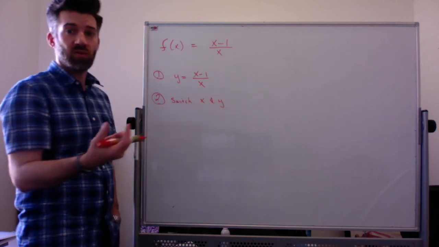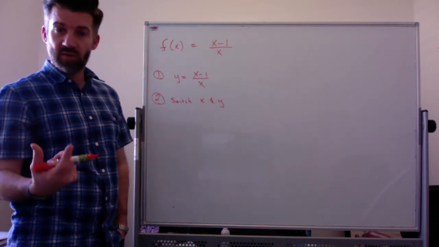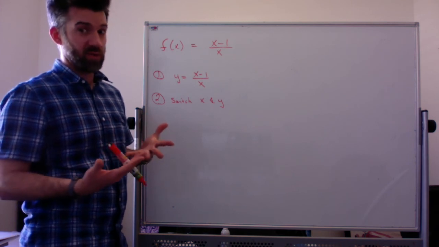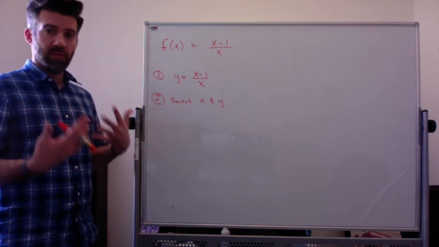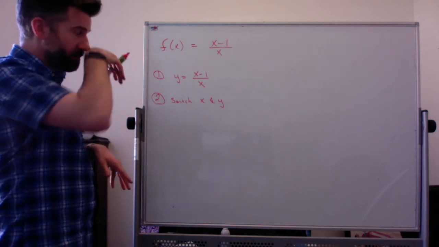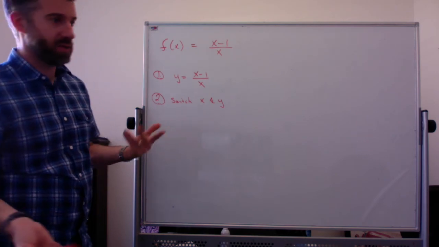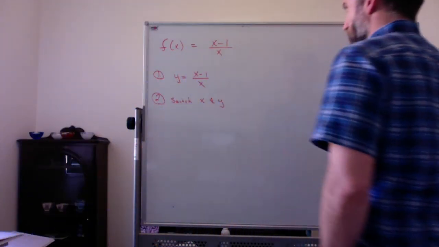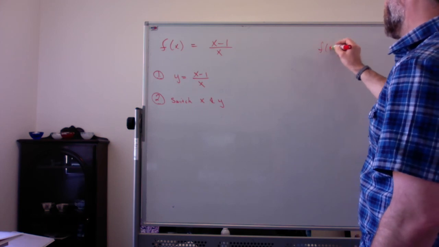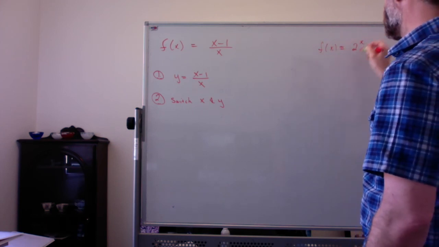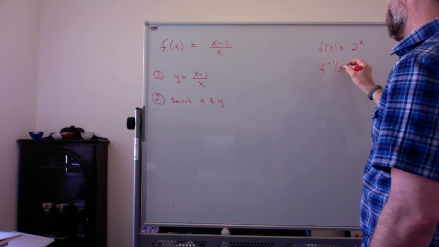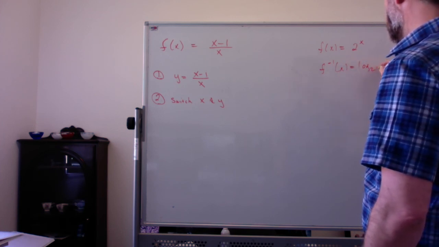We're interchanging the roles of the inputs and the outputs when you find an inverse function. That's exactly what the inverse function does, it changes the job of x and y. He talked about this a lot in his lecture notes. My favorite example is something like f of x equal to 2 to the x and f inverse of x equal to log base 2 of x.